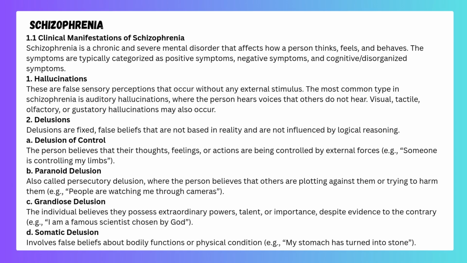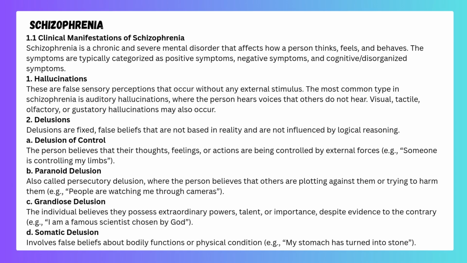1. Hallucinations. These are false sensory perceptions that occur without any external stimulus. The most common type in schizophrenia is auditory hallucinations, where the person hears voices that others do not hear. Visual, tactile, olfactory, or gustatory hallucinations may also occur. 2. Delusions. Delusions are fixed, false beliefs that are not based in reality and are not influenced by logical reasoning. A. Delusion of control. The person believes that their thoughts, feelings, or actions are being controlled by external forces, e.g., someone is controlling my limbs.